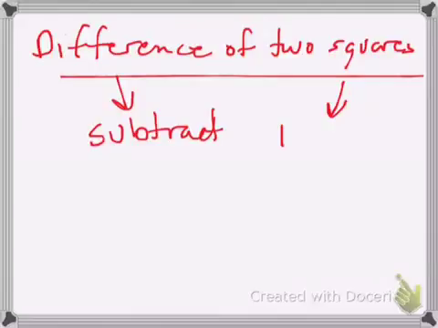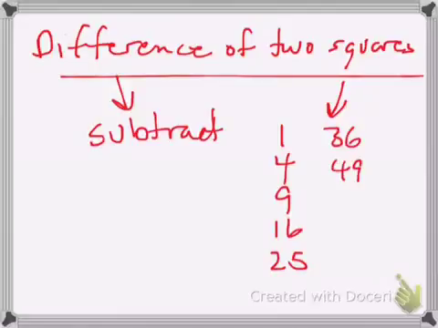1's a square. 4's a square. 9's a square. 16, 25, 36, 49, 64, 81, 100, 121, 144, 169, 196, 225, and we need to be familiar with those all the way up to 20. All right, and this is why we need to be familiar. We've been practicing being familiar with those. It's good for simplifying this.